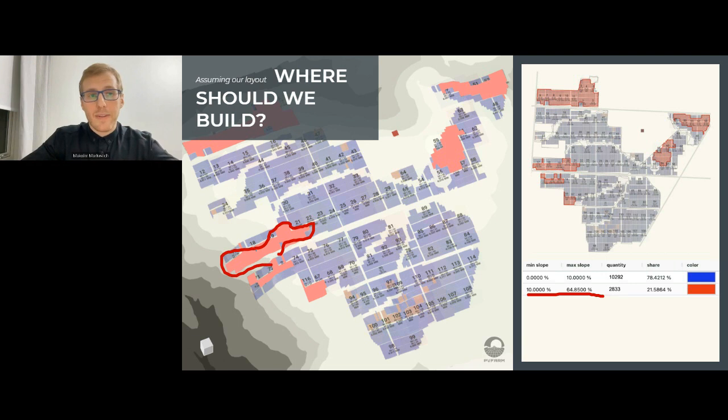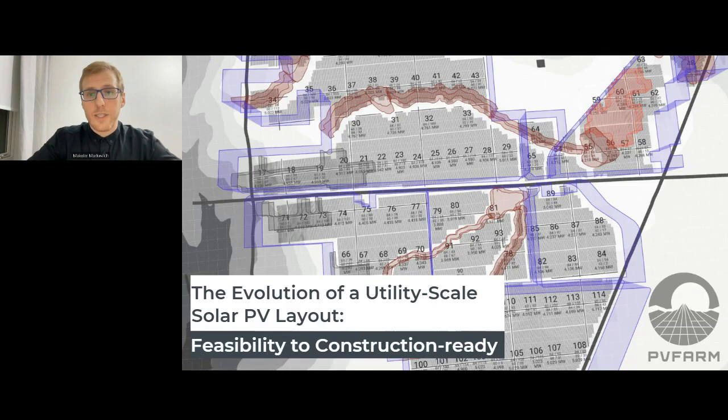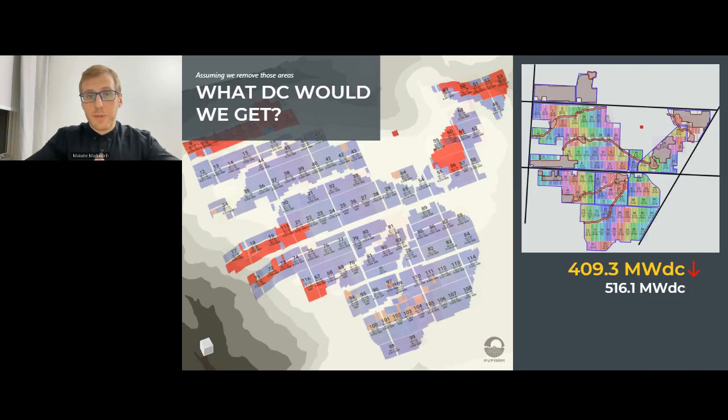Remembering that our current DC capacity is 516 but we need 490, we have some room to avoid grading the full area. So let's run through a couple of scenarios we can consider here. In the first scenario, if we simply remove those trackers, our DC will drop from 516 to 409, which is not enough for us. We need 490.